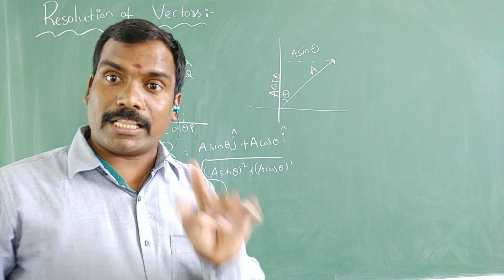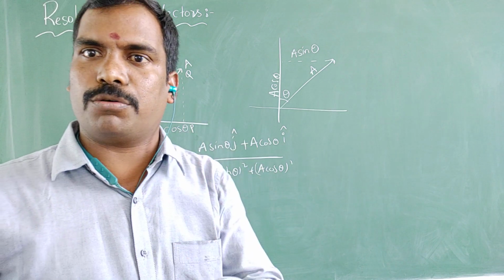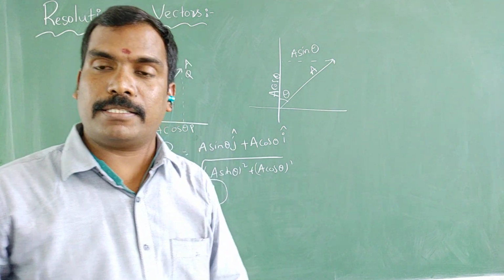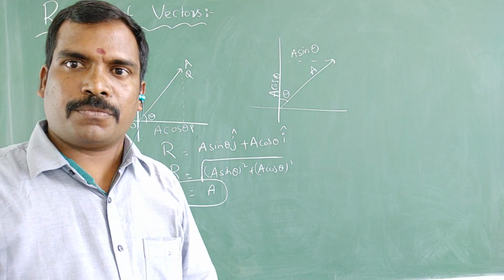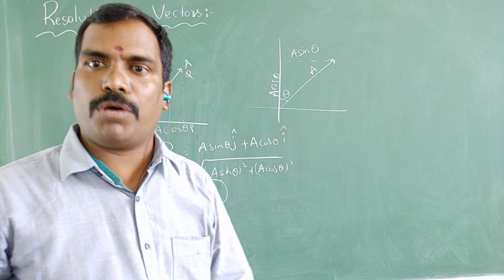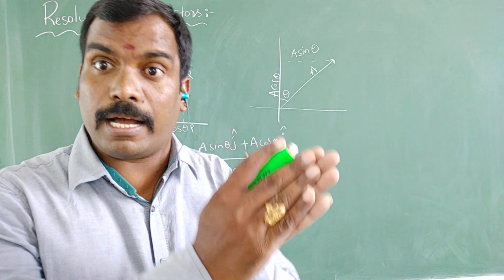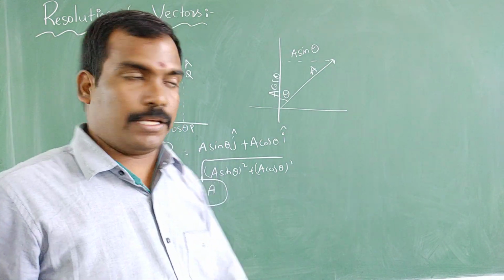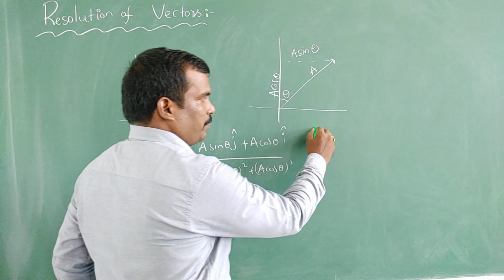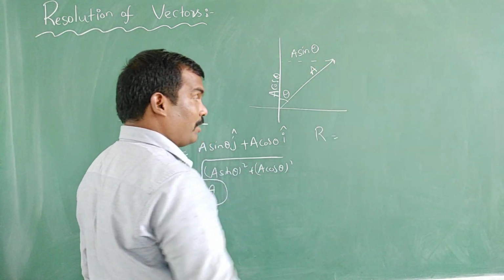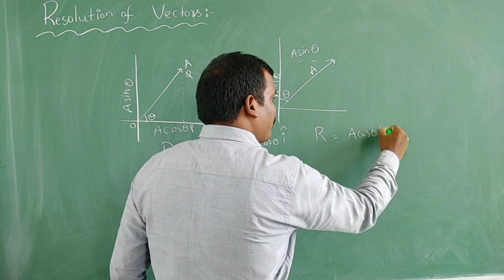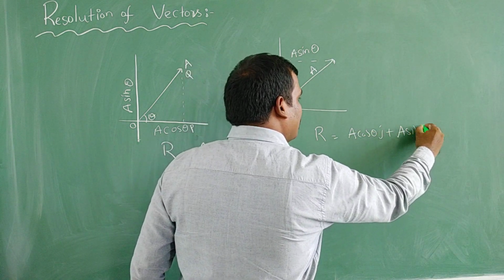Whenever you are writing mathematics, those who have good basics won't struggle. Those who are lagging in mathematics will struggle. But if you remember that whenever we are writing angle theta, adjacent is cos, opposite is sin, we can resolve easily. Now here also we can write resultant vector A is equal to A cos theta j plus A sin theta i.